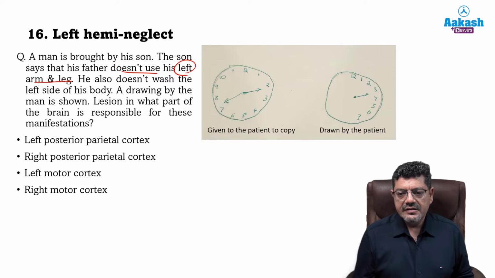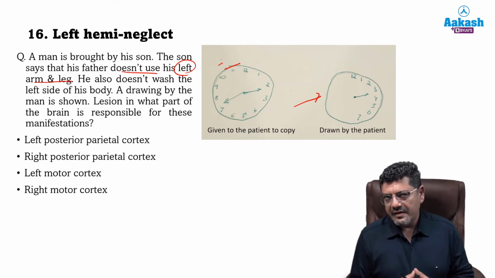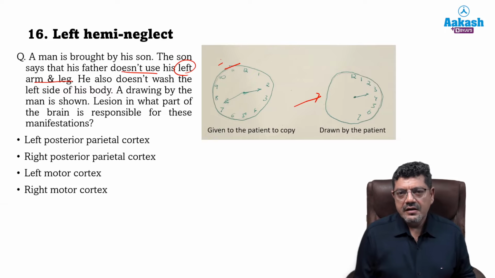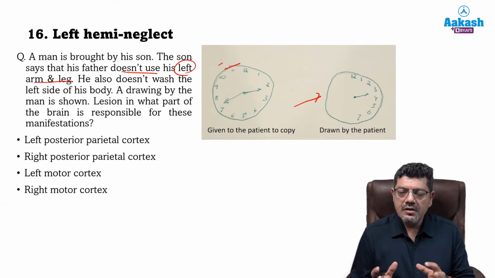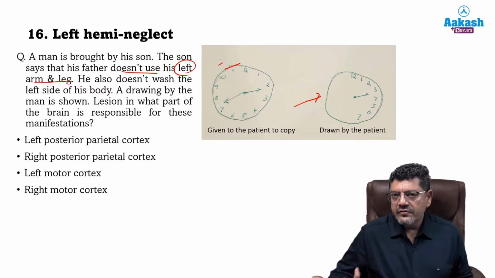So, this is the drawing that was given to the patient, and this is what the patient was able to draw when we gave this drawing to the patient, right? So you can obviously see that he's left out. So there is left hemi-neglect. I mean, we can obviously identify that without having to explain it. Now, which part of the brain is responsible for it, right? Obviously, it's going to be the right brain, right? So now, is it the right motor cortex or the right posterior parietal cortex? So it was fairly simple.